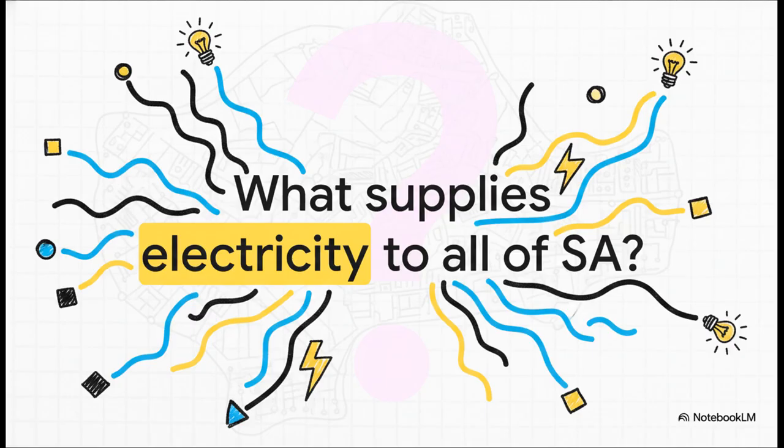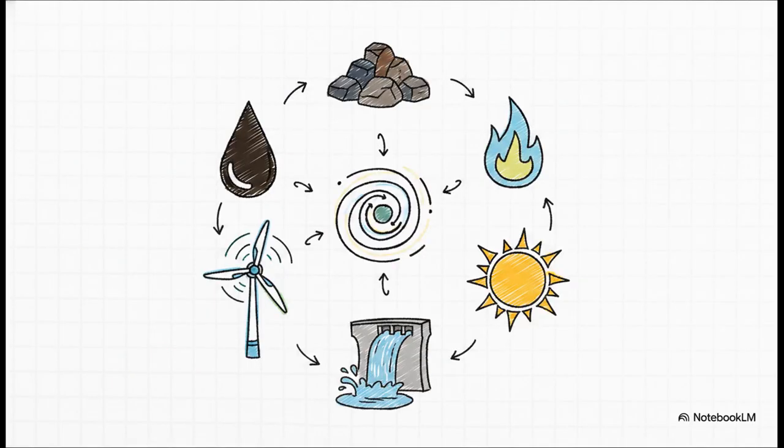Question 13 asks, what do we call the electrical system that supplies electricity to all parts of South Africa? Think of it as the giant nervous system of the entire nation. It is the national grid. Now, the national grid needs food to survive.